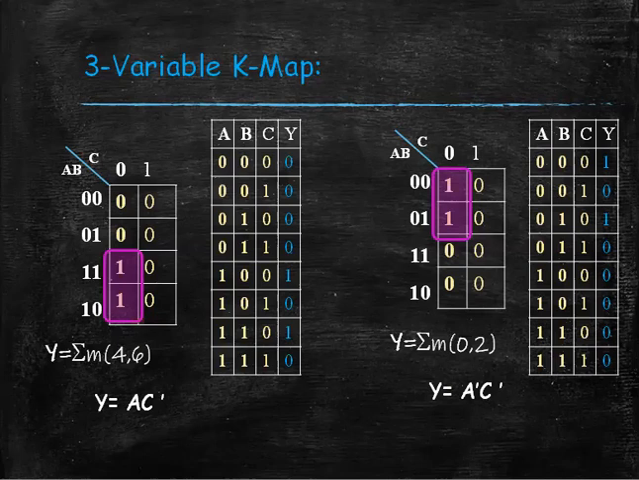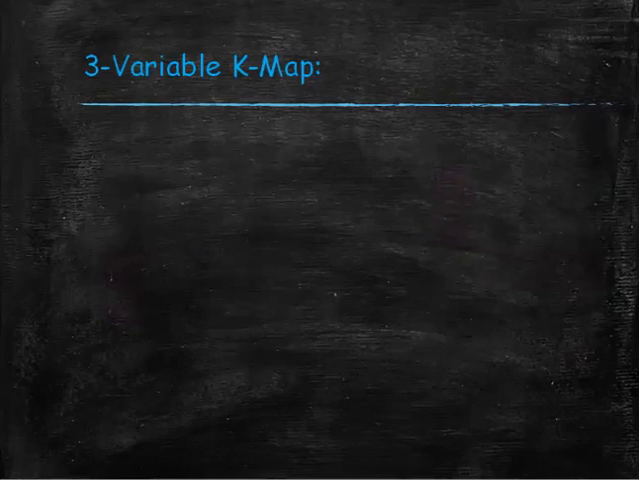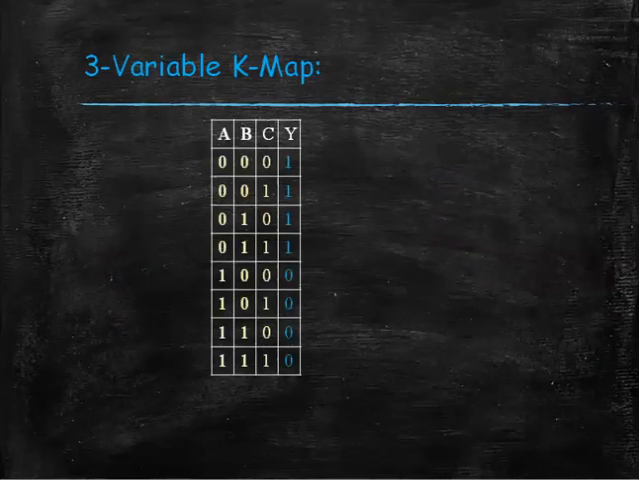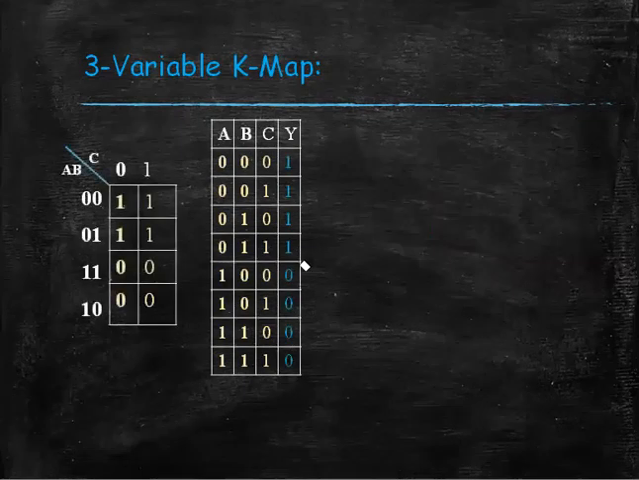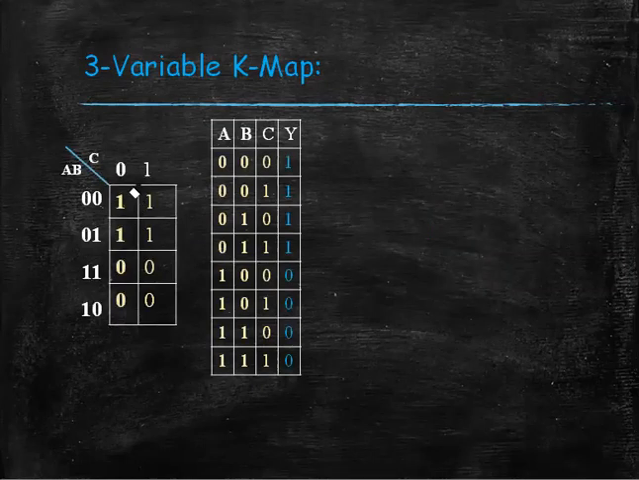In the previous examples, only pairs are formed. Now we go to another example. Here there are 4 ones: 0, 1, 2, 3. Then look at the K-map. It is the position of 0, 1, 2, 3. Okay, there are 4 ones.